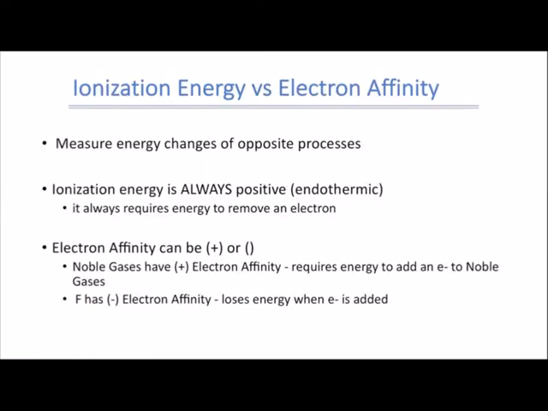Now let's compare ionization energy and that electron affinity. So both are measures of energy change, just the opposite process. Ionization energy is losing an electron. Electron affinity is gaining that electron.